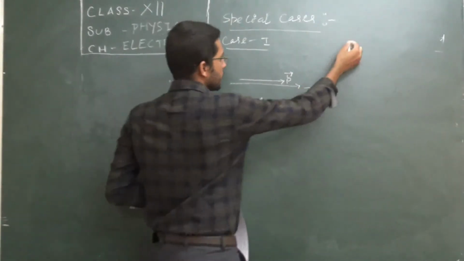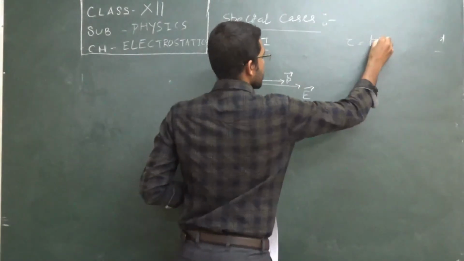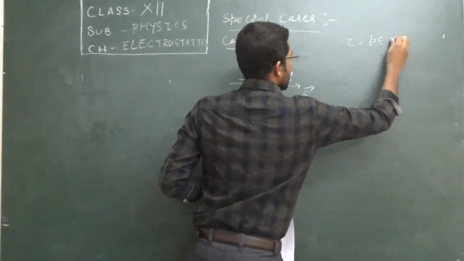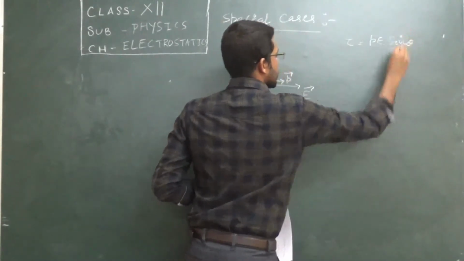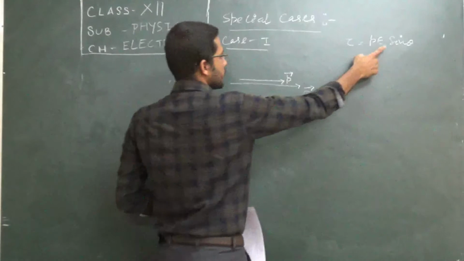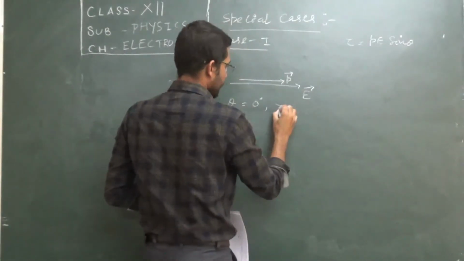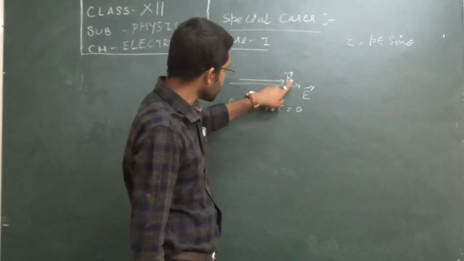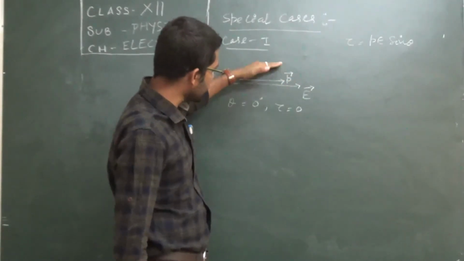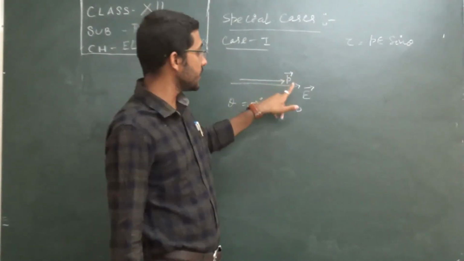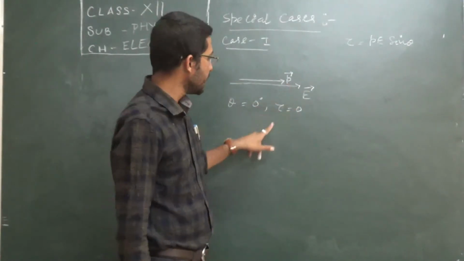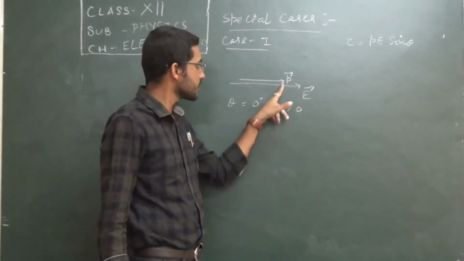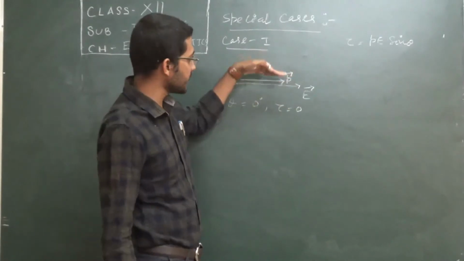When theta is 0, we have the expression PE sin theta. So when theta is 0, sin 0 is 0, so your torque will be 0. So when the dipole is placed parallel to the electric field lines, there will be no torque. That means the system will not start to rotate. It will remain as it is.